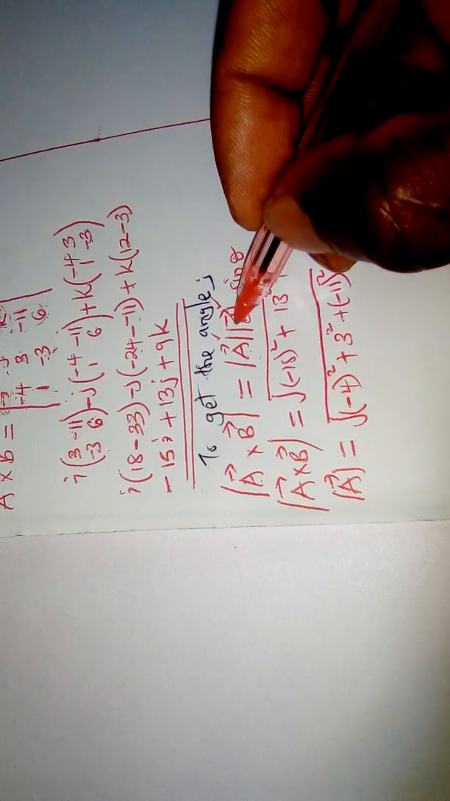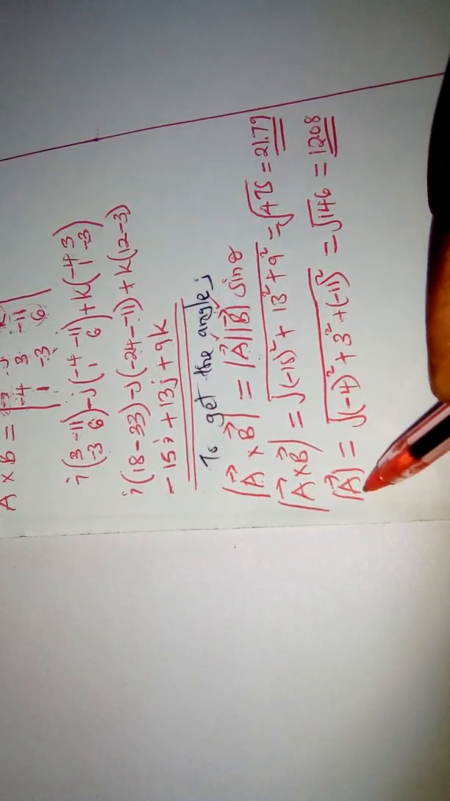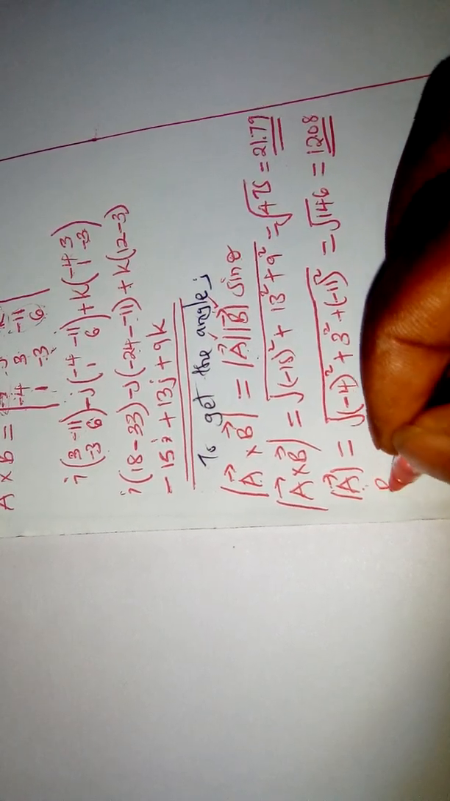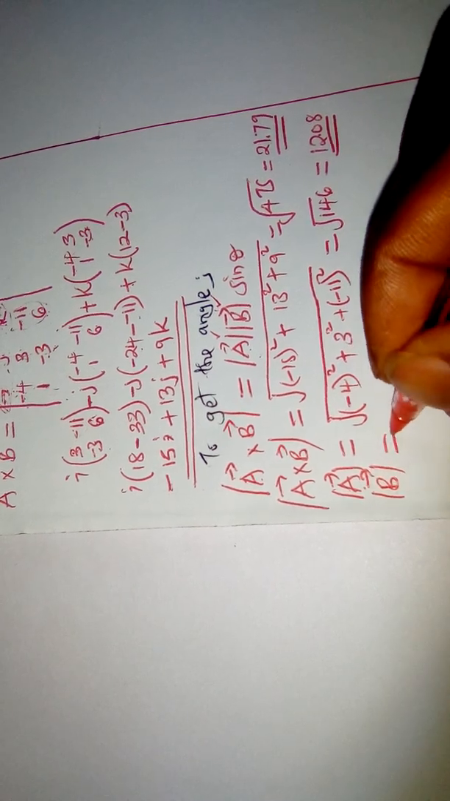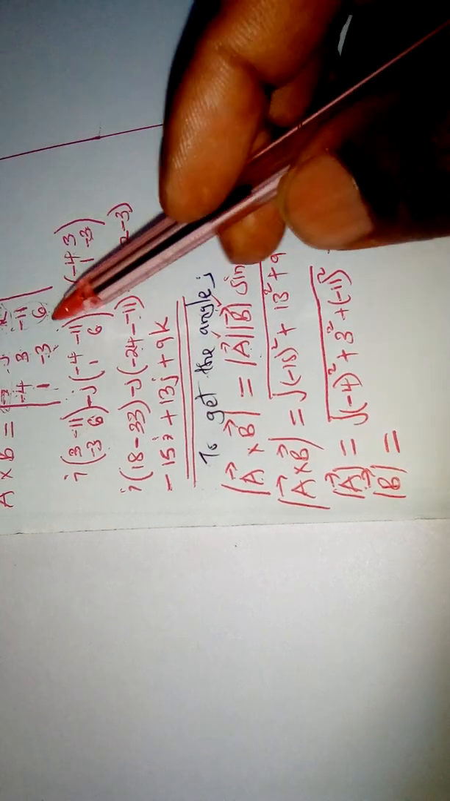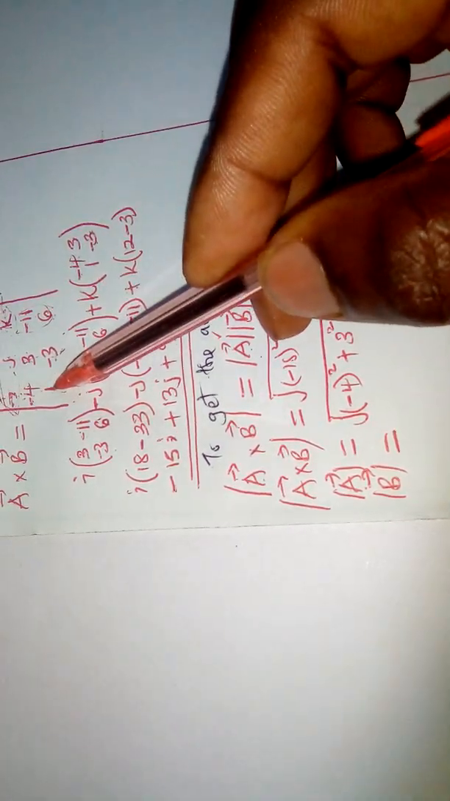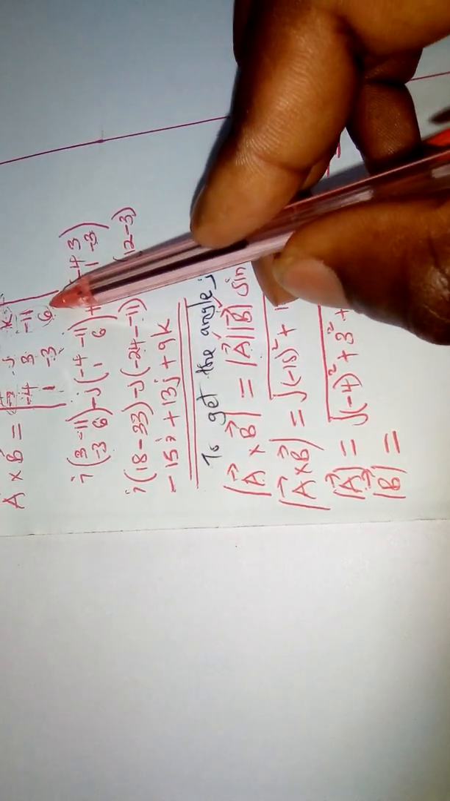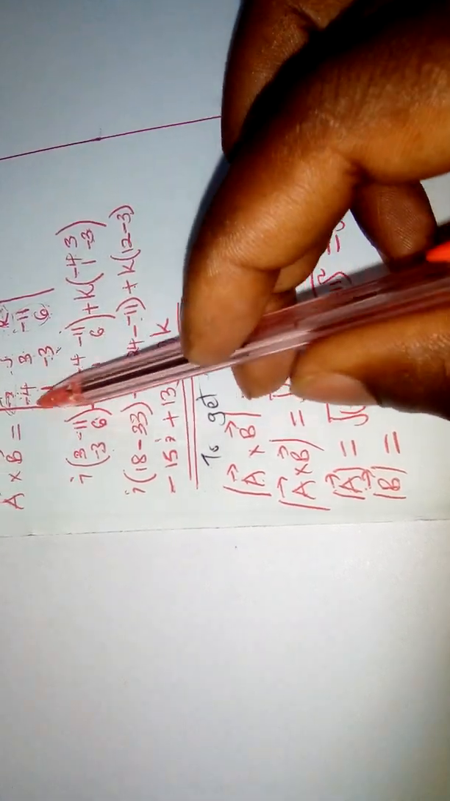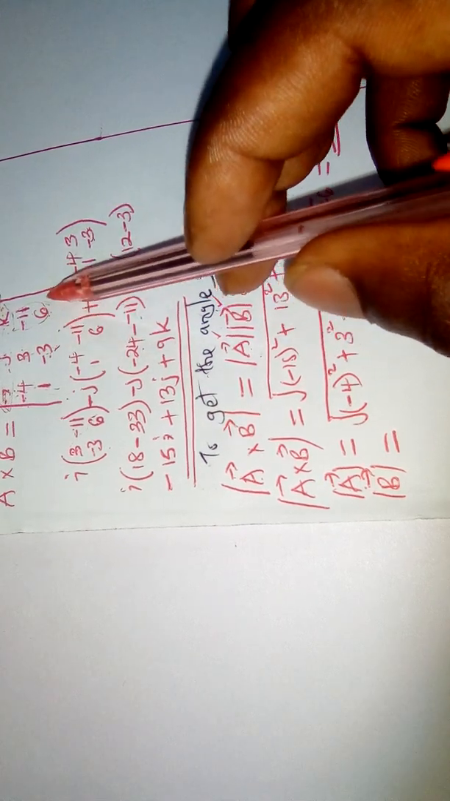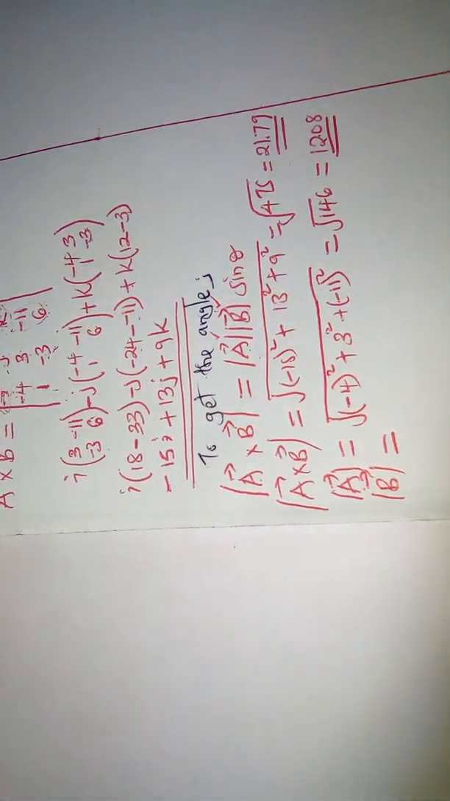Now to get the magnitude of vector B, you just do the same thing as you've done for the magnitude of A. So you just come here and write the magnitude of B being equal to, now go to the coefficients of i, j and k in B. The coefficient of i is 1, the coefficient of j is negative 3, the coefficient of k is 6. So this is what I'll be squaring, then I add.